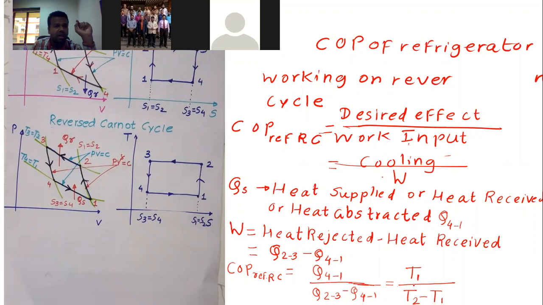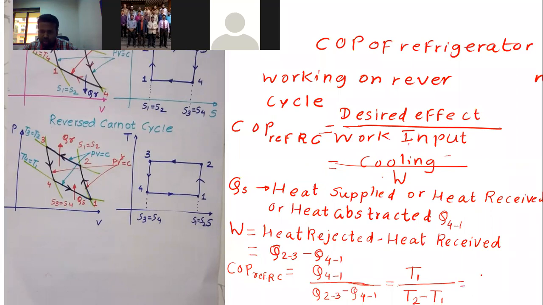So see how to remember the formula. If you have a refrigerator which works on a reverse Carnot cycle, how will you calculate COP? You can see it's T1. What is T1? T1 is the minimum temperature. You can see the TS diagram. T1 is the minimum temperature, T2 is the maximum temperature.